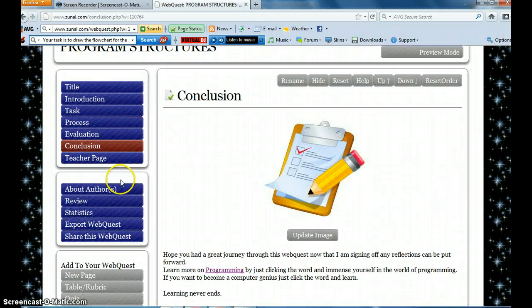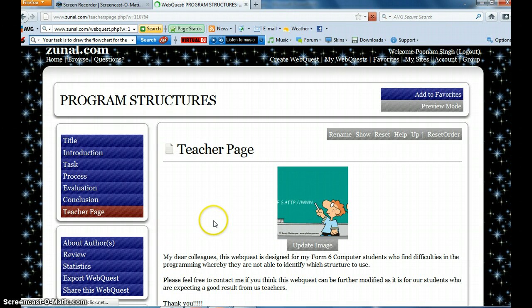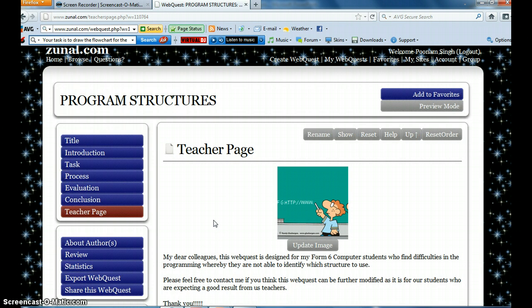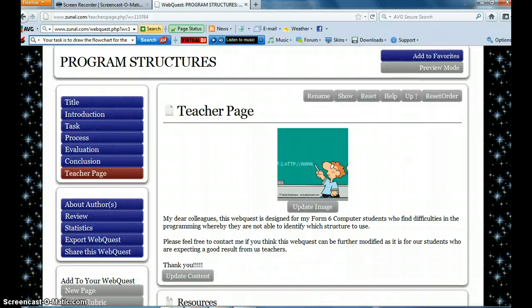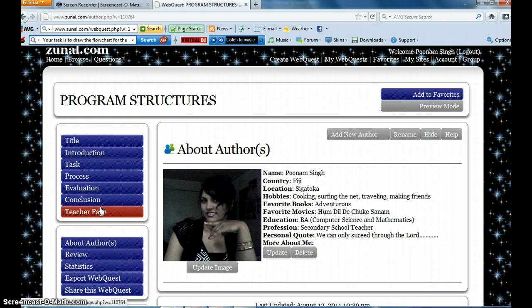Okay, the next page on the WebQuest is a teacher page where I'm giving suggestions on who this WebQuest is designed for, and if they are finding any difficulty or if they want this WebQuest to be modified, feel free to give suggestions on that. Thank you. And the author page gives an overview of me.